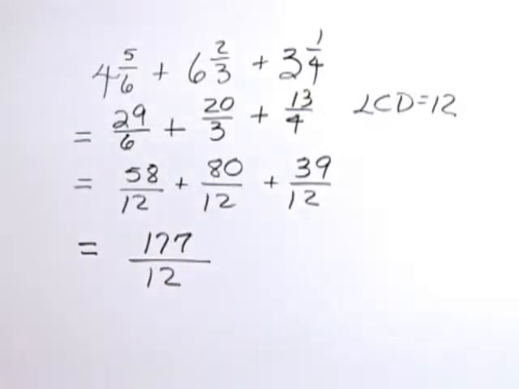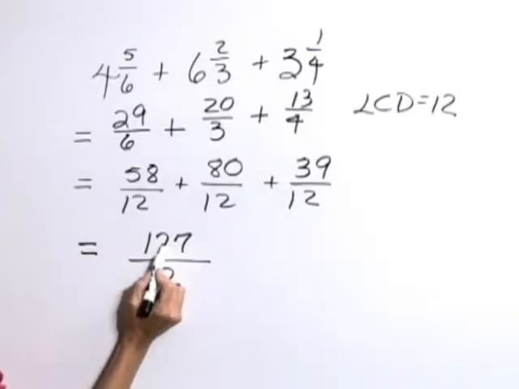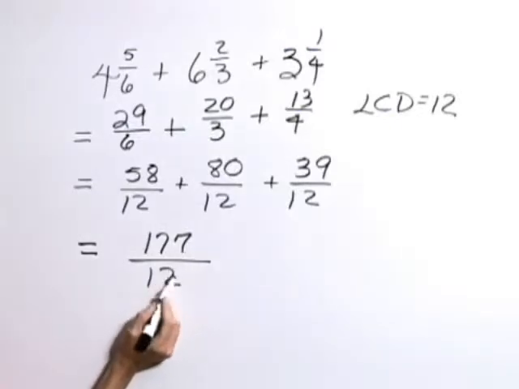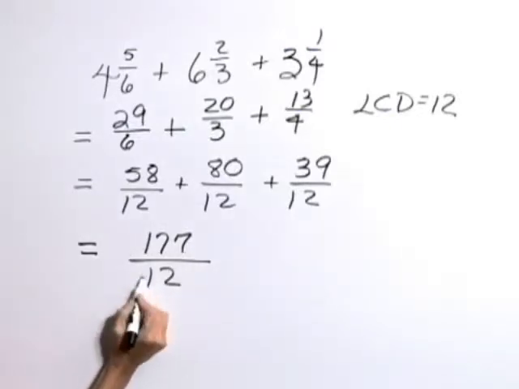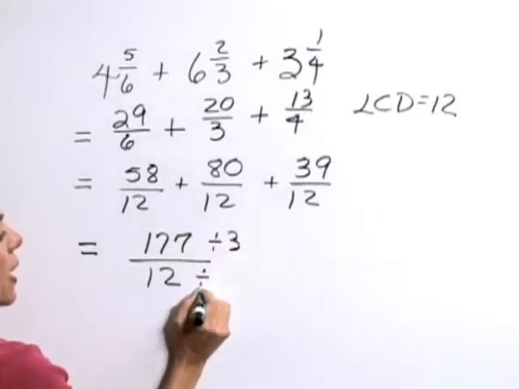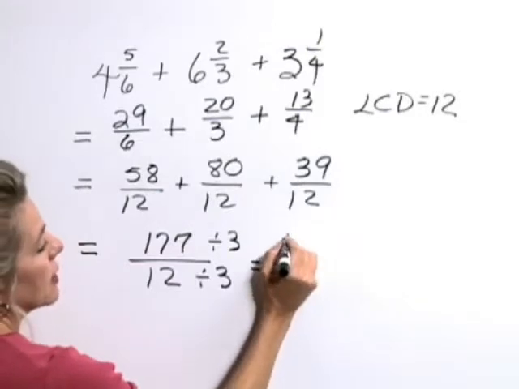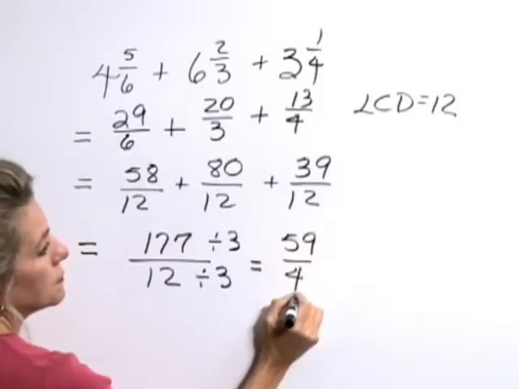Now we know that 177 and 12 have a common factor of 3, and one of the tricks of knowing that is we can simply add the digits together. 1 plus 7 plus 7 is 15. We know that 15 is divisible by 3, as 1 plus 5 is 6, which is divisible by 3. Let's divide the top and the bottom by 3, and we get 59 over 4.